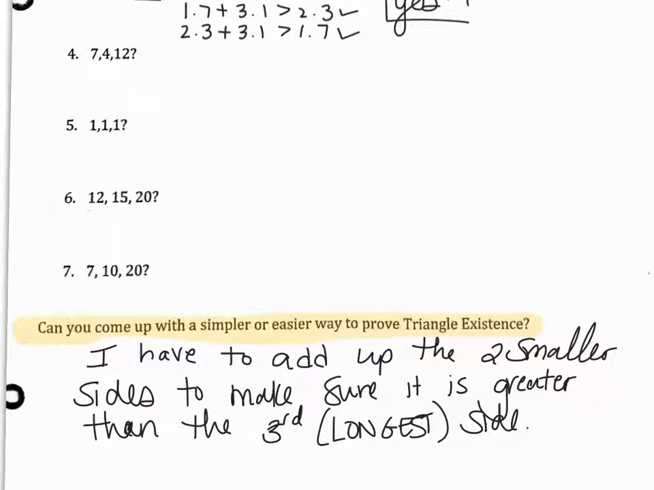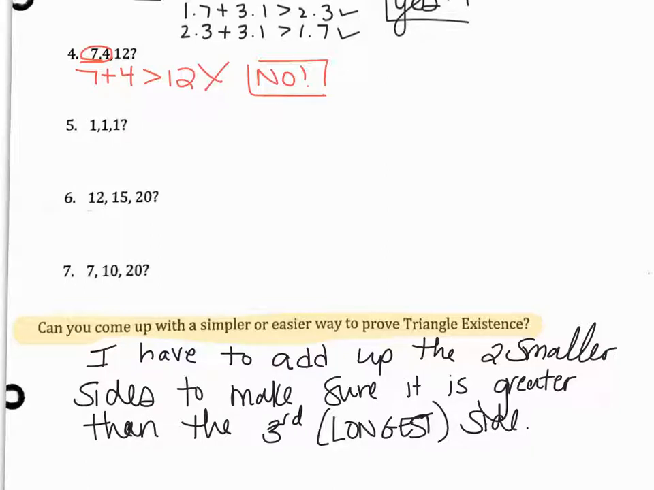So if I go up and I look at this number 4 example, I'm going to find my 2 smaller sides, so 7 and 4. So I'm going to take 7 plus 4, and I want to know if it's greater than 12. Well, 7 plus 4 is 11. Is 11 greater than 12? No. So I can instantly say, no, this triangle does not exist.